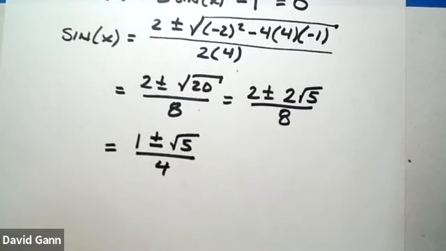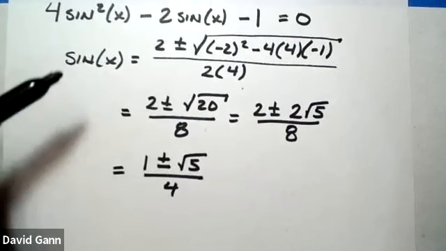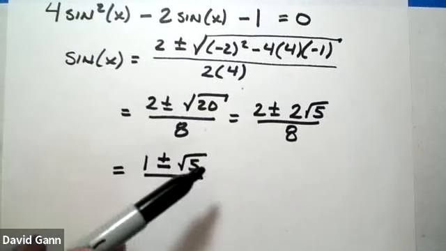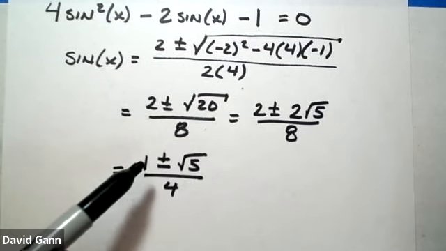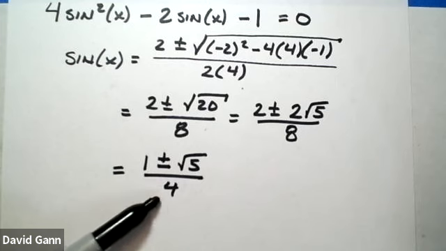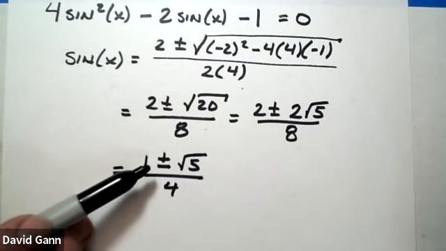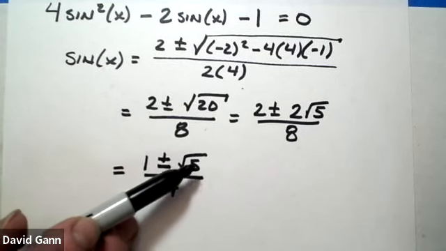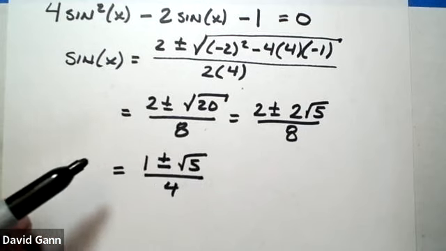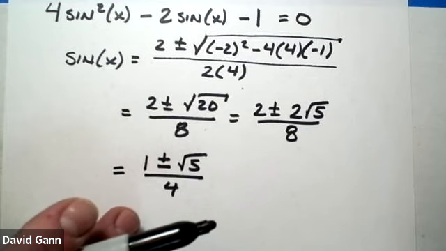So, all right, what do we do with this? Now that we have sine of x equal to that, you have to ask yourself, are both solutions in the range of sine of x? It turns out they are, and that's because of this large denominator. When you take the square root of 5, it's a little bit larger than 2, right?